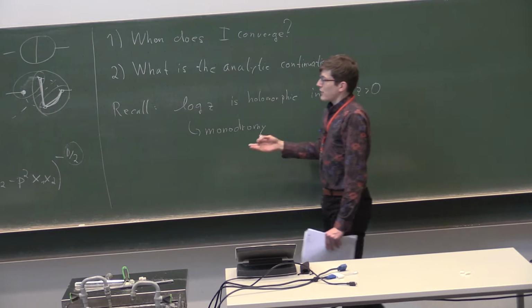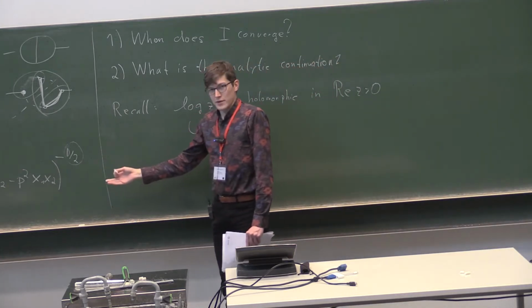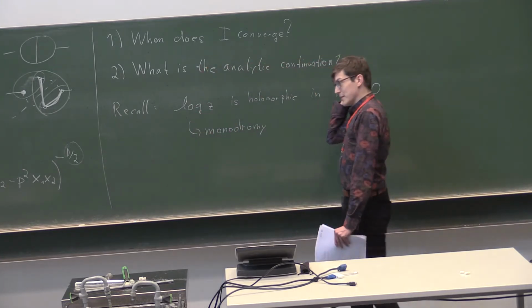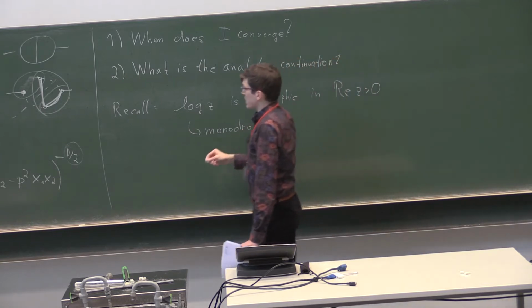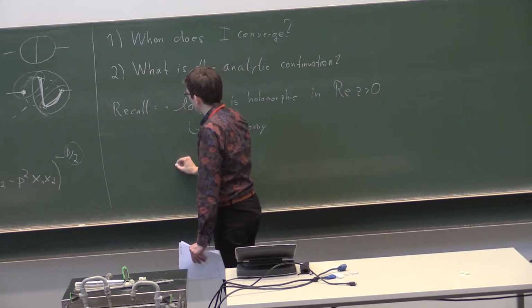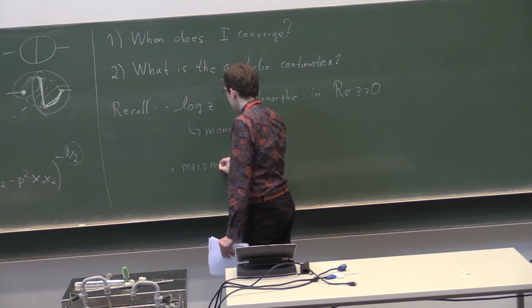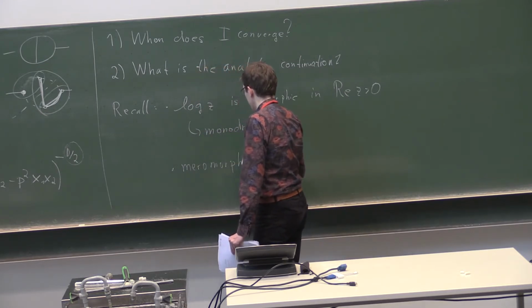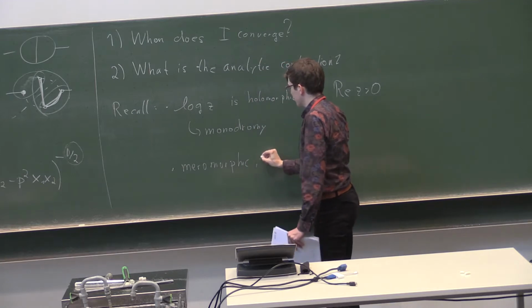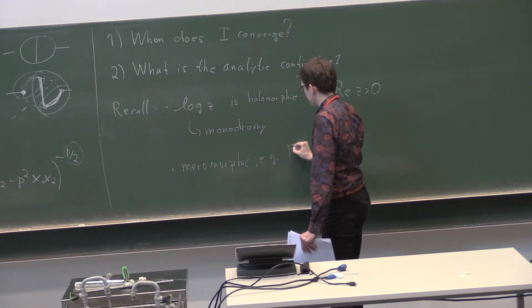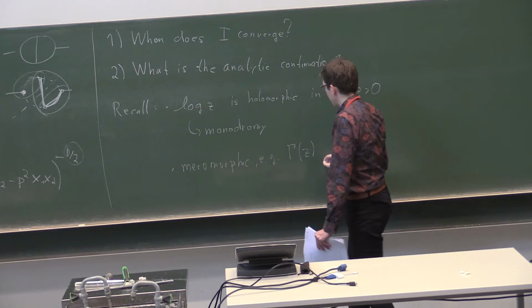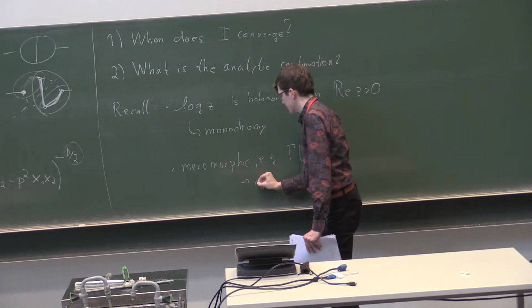So in order to get well-defined values for dim-reg, that's not what you want. If we had monodromy, we would be dead. So the whole point is to show that if you have a meromorphic function, for example, the gamma function, then we have no monodromies.